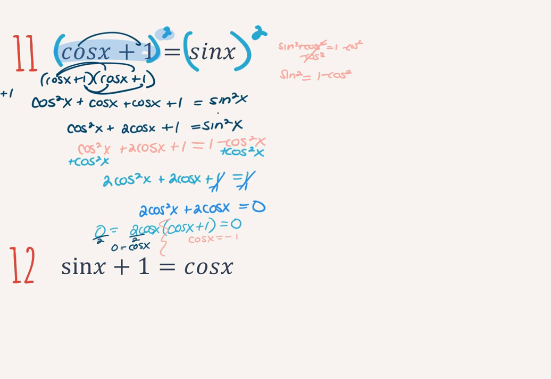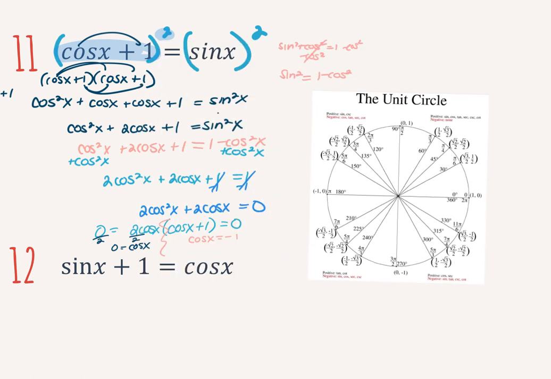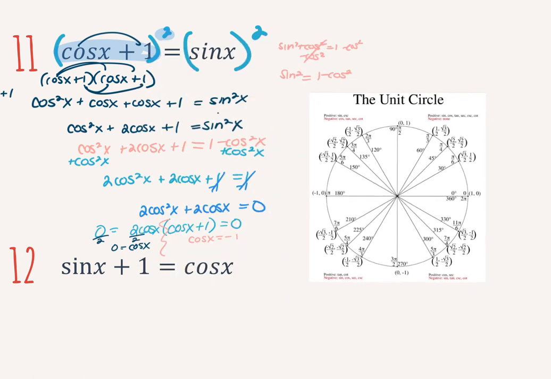Just for fun, where did the plus 1 come from? The plus 1, from which one? Cosine x plus 1 in parentheses. I factored out 2 cosine, so 2 cosine divided by 2 cosine is 1. Oh, because that one's squared. Yeah.